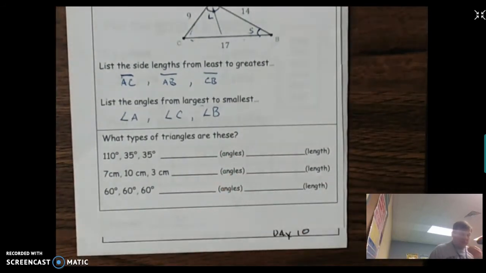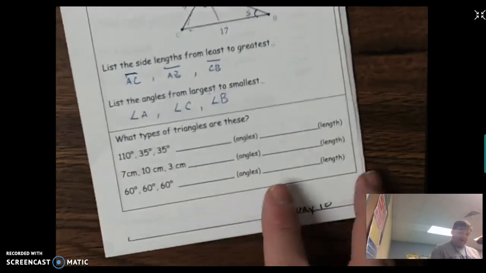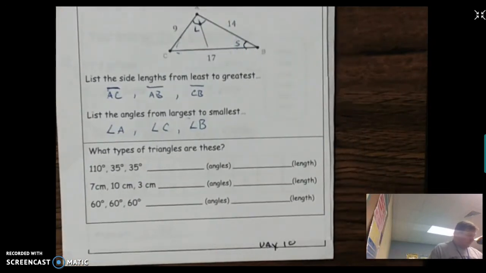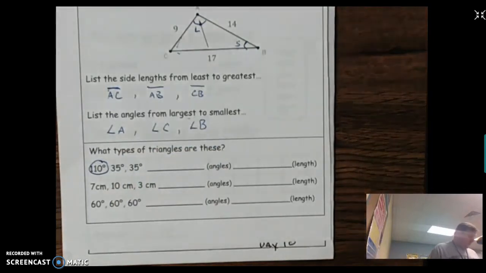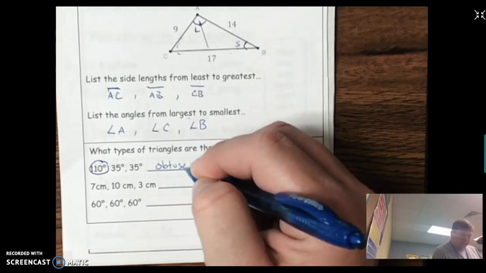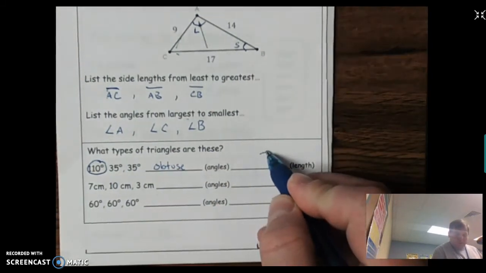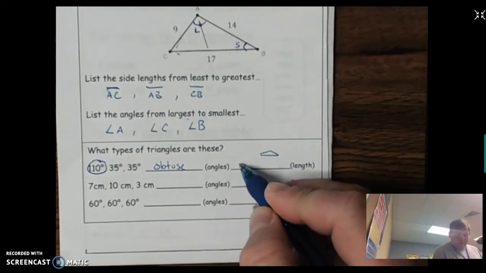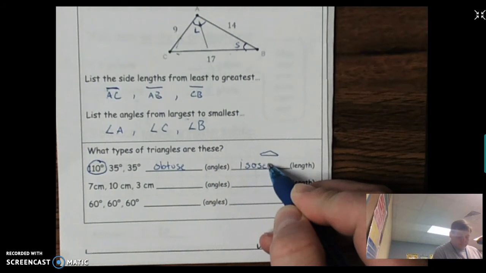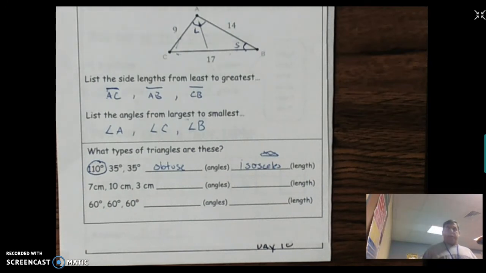So we're going to look at what types of triangles these are. So I have 110, 35, and 35. I have an obtuse angle right there because we know obtuse means greater than 90 degrees. And I know that isosceles means that it has 2 equal sides and 1 different side. So this has 2 equal sides and 1 different side, so this is going to look something like that. Because I have my 2 equal sides and one angle that is greater than 90 degrees.